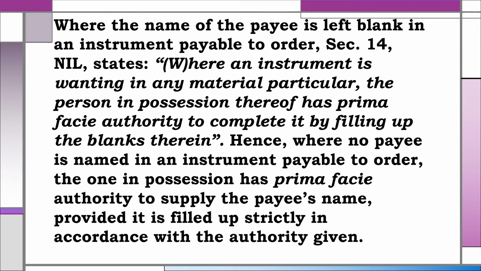Where the name of the payee is left blank in an instrument payable to order, Section 14 of the law states, where an instrument is wanting in any material particular, the person in possession thereof has prima facie authority to complete it by filling up the blanks therein. Hence, where no payee is named in an instrument payable to order, the one in possession has prima facie authority to supply the payee's name, provided it is filled up strictly in accordance with the authority given.